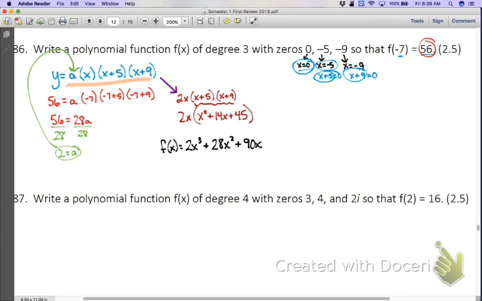Now you always can go back and plug in the -7 to make sure that it works. You can go 2 times -7 to the third power, and then add 28 times -7 to the second power, and then add 90 times -7, and make sure you get 56, which I did. Okay, and you are good to go.